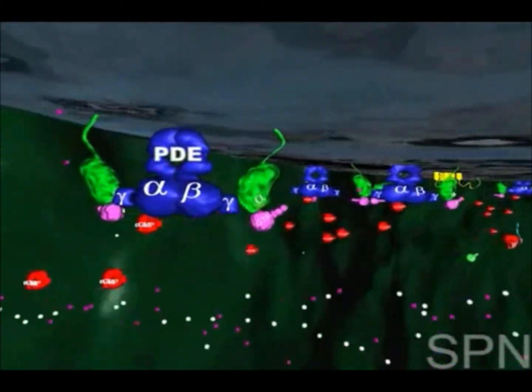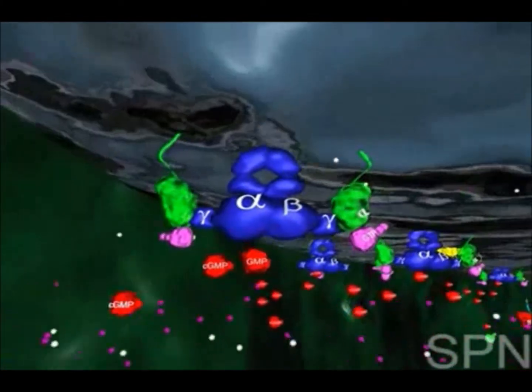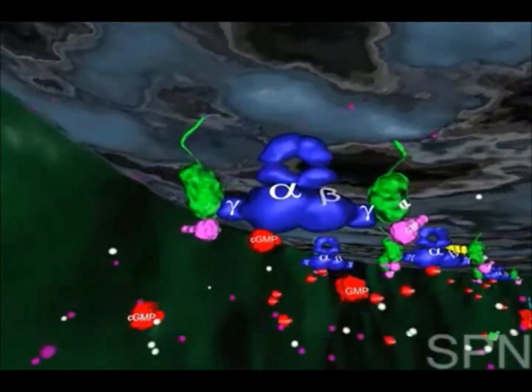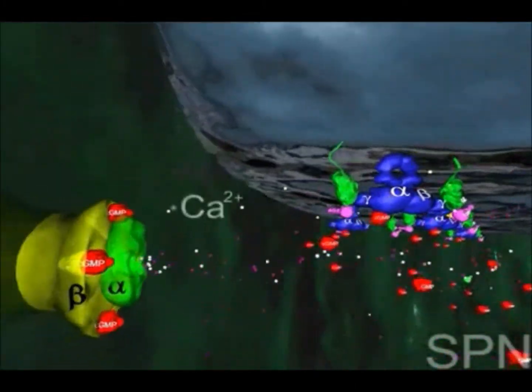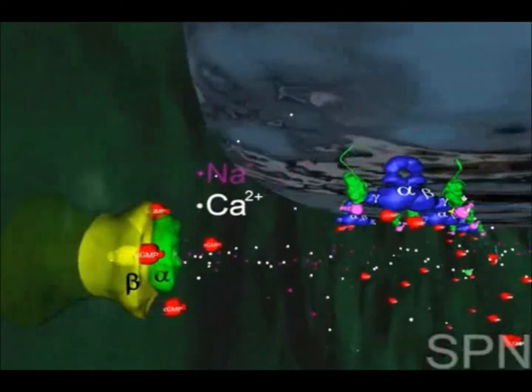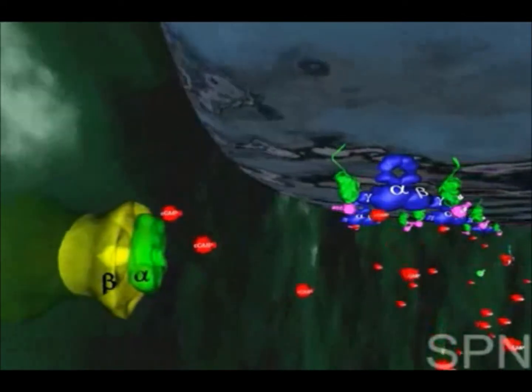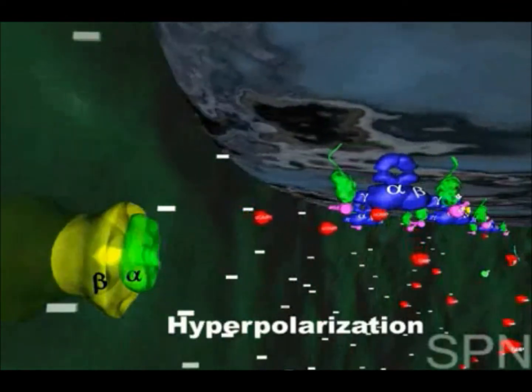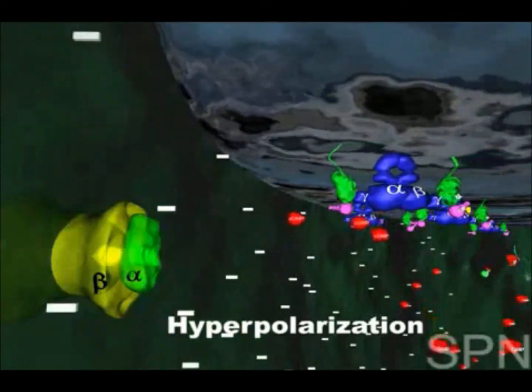Activated phosphodiesterase hydrolyzes cyclic GMP. Guanylyl cyclase synthesizes cyclic GMP, the second messenger in the phototransduction cascade. Reduced levels of cyclic GMP cause cyclic nucleotide-gated channels to close, stopping the influx of sodium and calcium, which leads to hyperpolarization in the neuron.